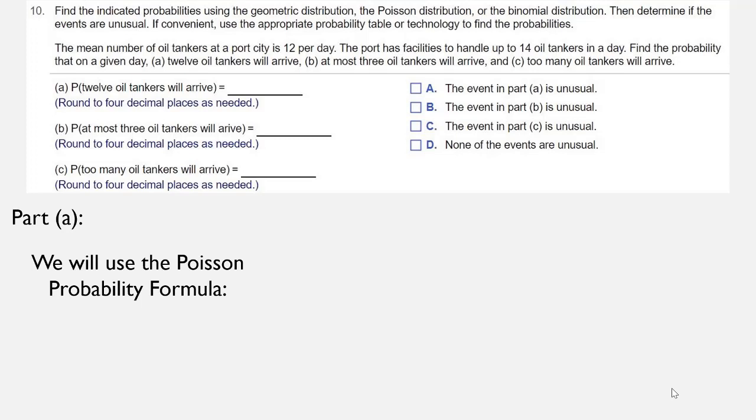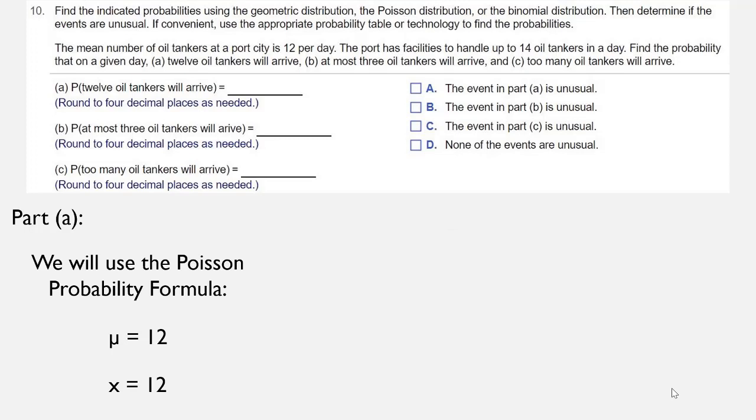When you're using the Poisson probability formula, you need to know the value of the mean, mu, and the particular x value that you're looking for. So in part A, the mean value is 12. That was in the statement of the problem. But this is also asking about the probability that 12 will arrive. So 12 is also the x value here.